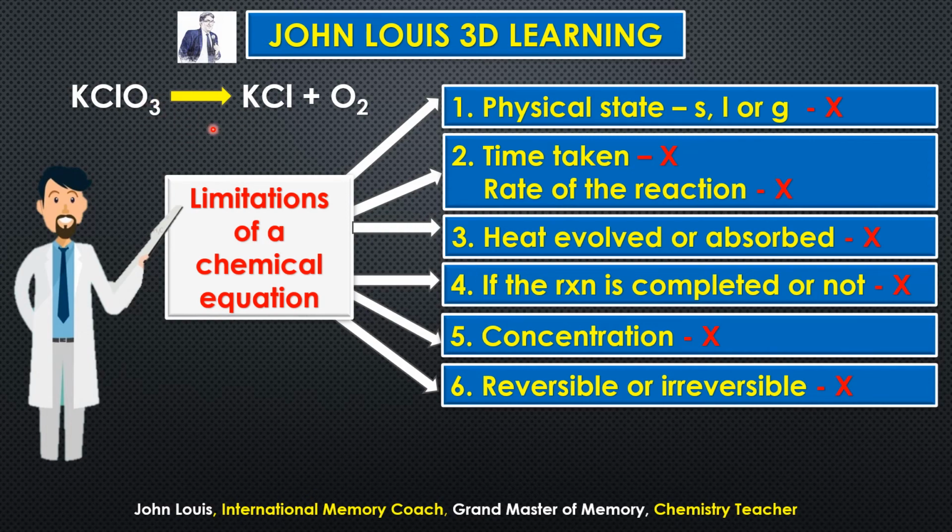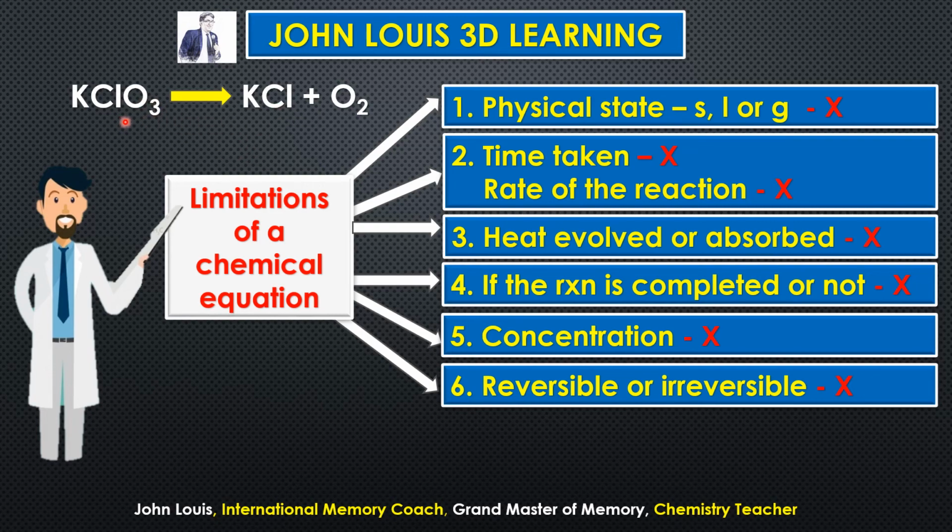Those reactions which cannot be returned back are called irreversible reactions. And those reactions which can be converted into product and then the product will be converted back into the reactants are called reversible reactions. So whether this reaction is reversible or irreversible is not given by a chemical equation. So these are the 6 limitations of a chemical equation.